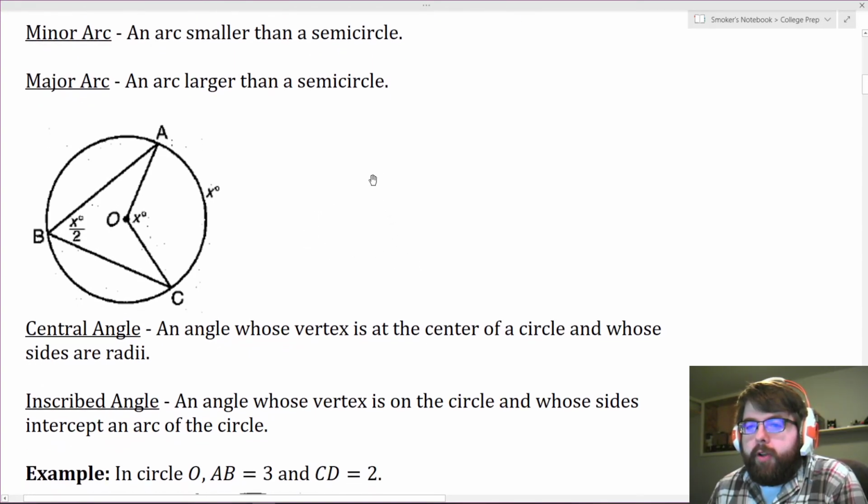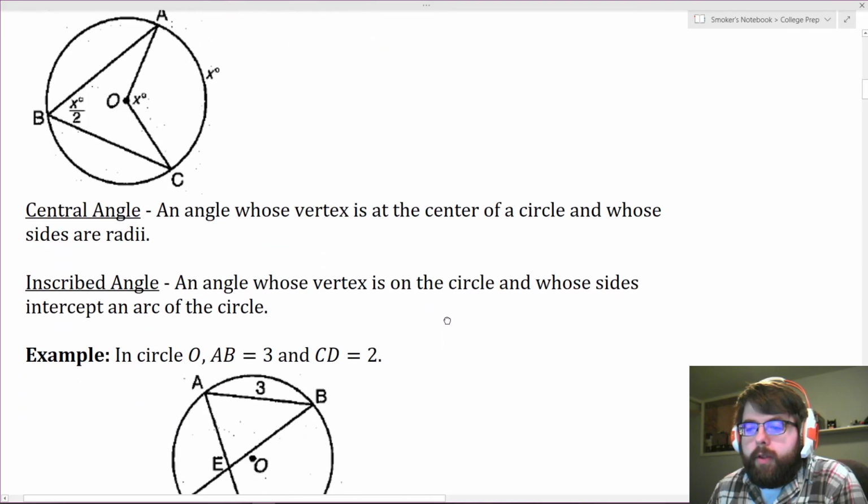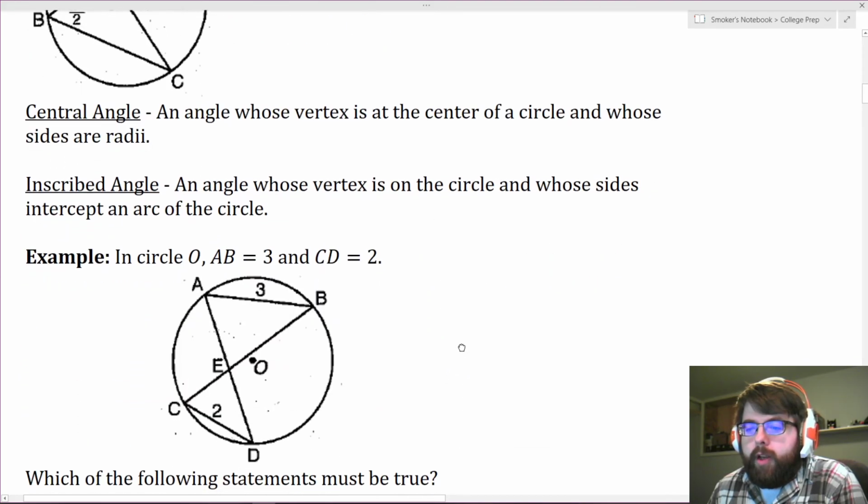There's a bunch of formulas we're going to look at in a few minutes. But before we do that, let's look at an example.